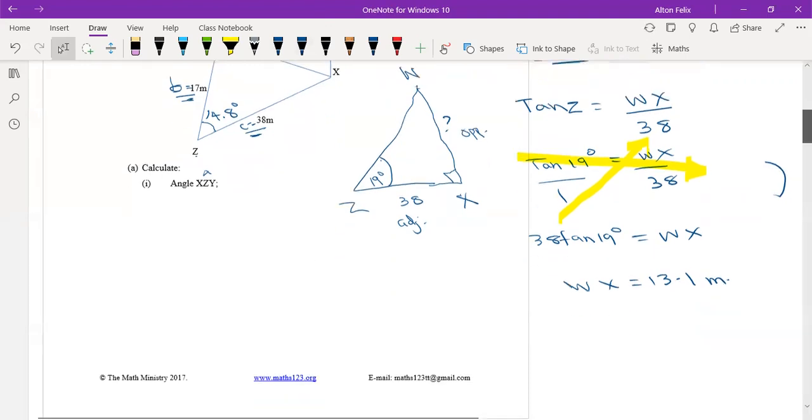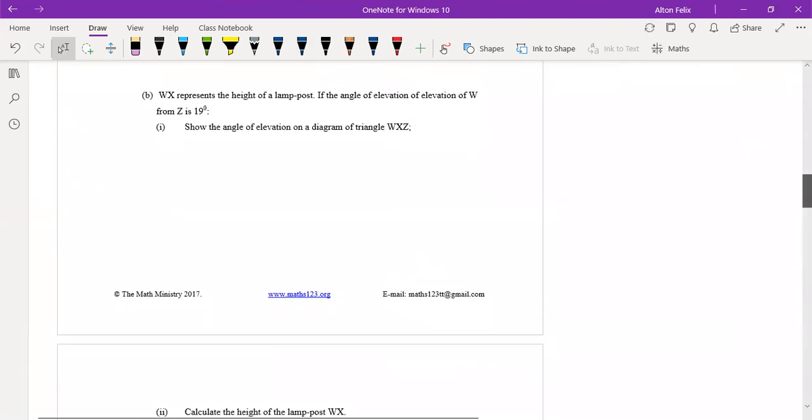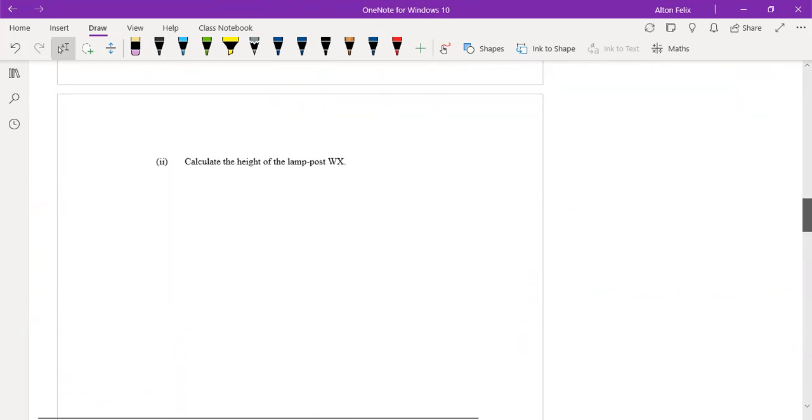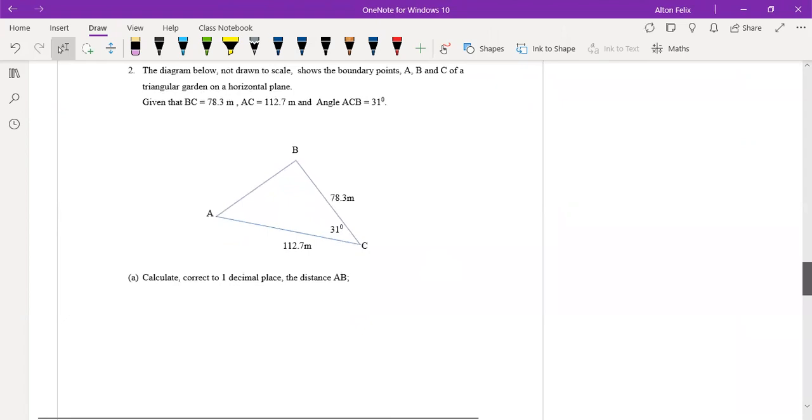Let's go to question number 2. We showed the angle of elevation. We calculated the height of the lamppost, WX. Question number 2. Right, we have 3 points, A, B, and C. Those are the boundary points on a triangular garden plot. And let's write in all the information that is there for us already. What we need to find, calculate AB. So there you go. We need to find this distance.